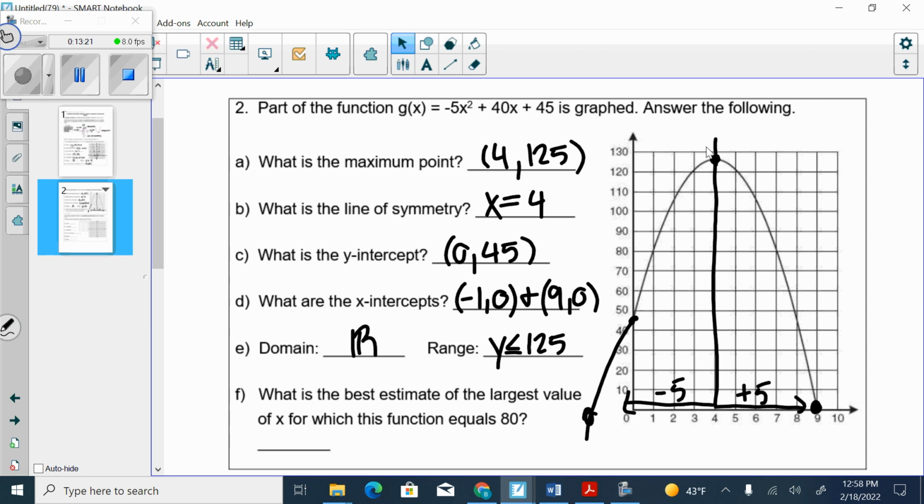Okay? It says, what is the best estimate of the largest value of x for which this function equals 80? Okay, well, here's 80, right? I'm going to draw my line here. So how many times did it touch 80? Twice. But they said they want the largest. So which one of these is going to be the largest value? Right, which would be at 7. All right.